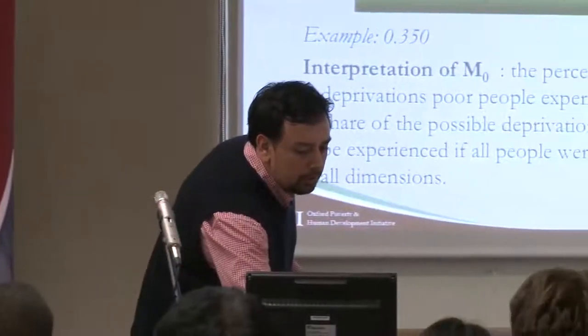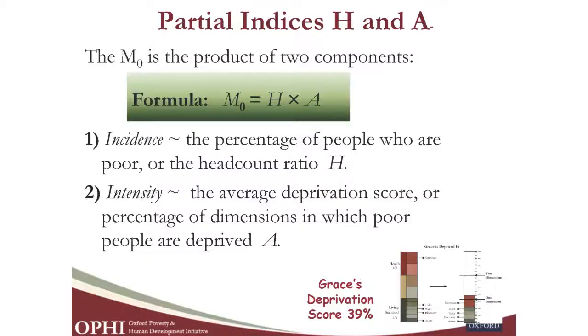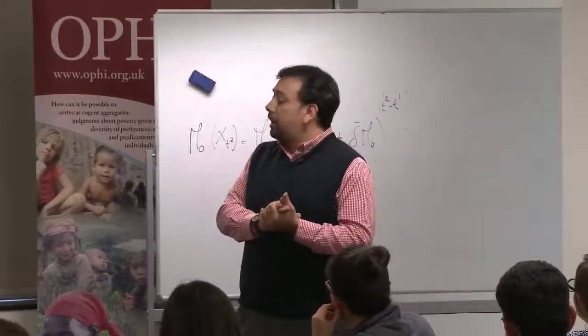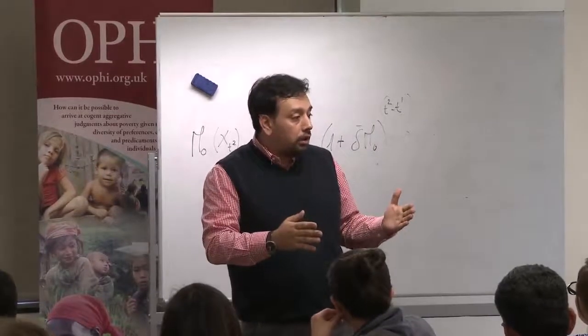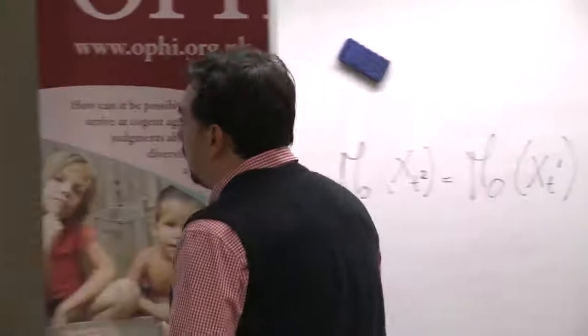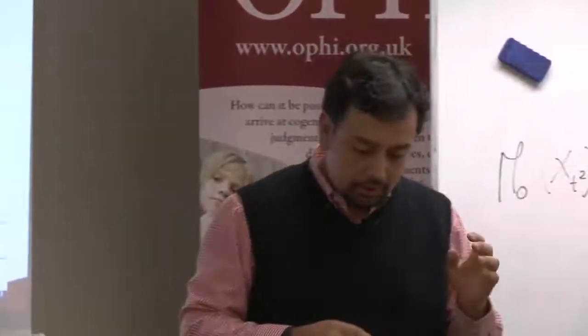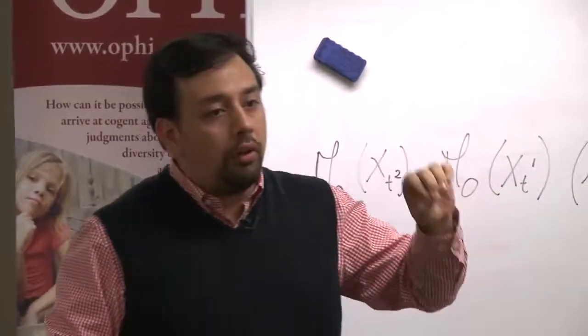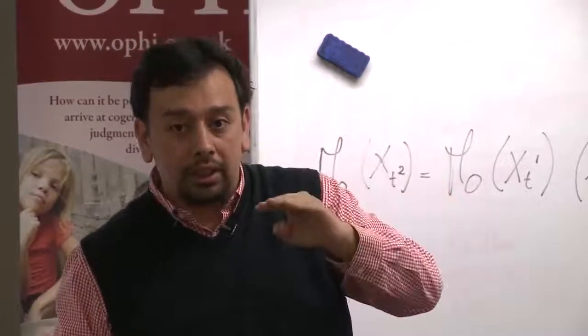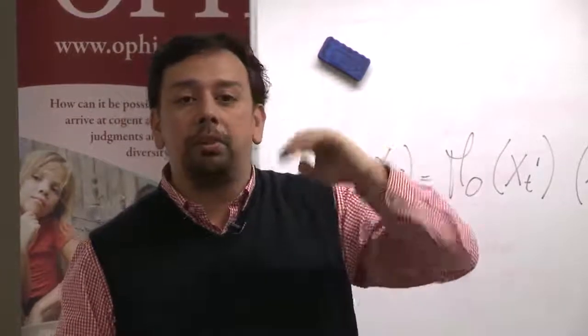I will skip this slide because I want to start with H and A first. We know that the MPI could be decomposed in the headcount and the intensity. The headcount is the incidence. As simple as we have been learning about income poverty, it's the percentage of individuals who are poor in a society. Technically, you are saying it's the percentage of individuals who are living in poor households in a society where poverty is defined by 33% of their dimensions.